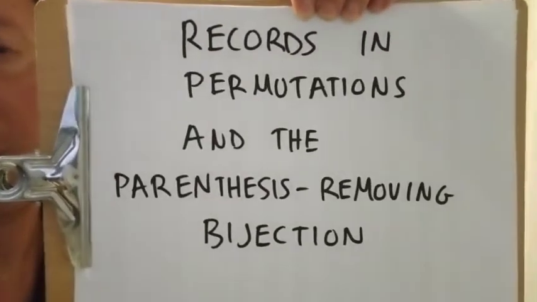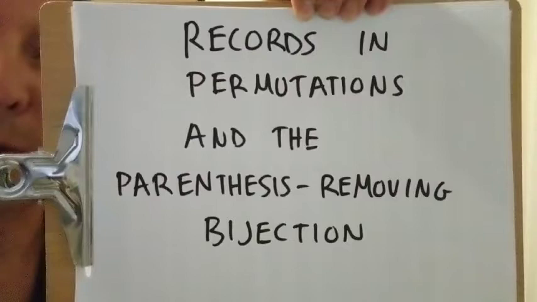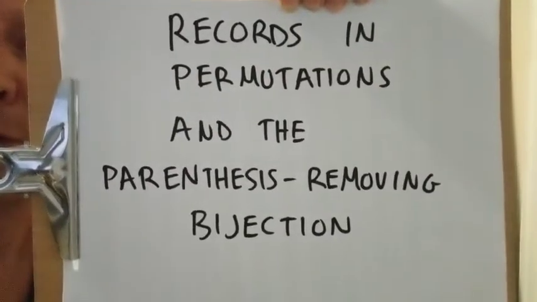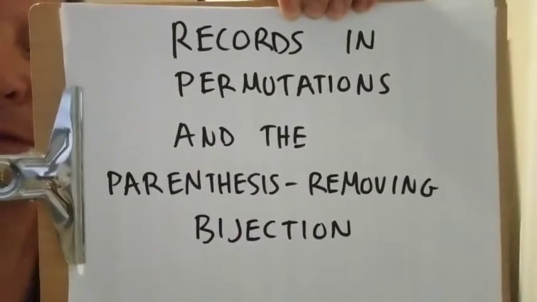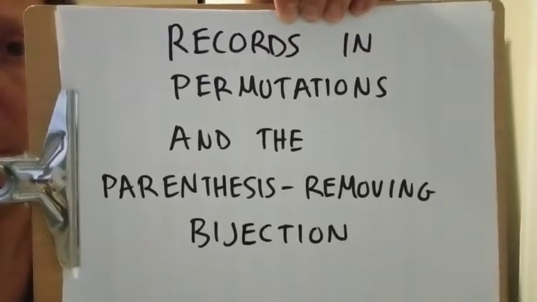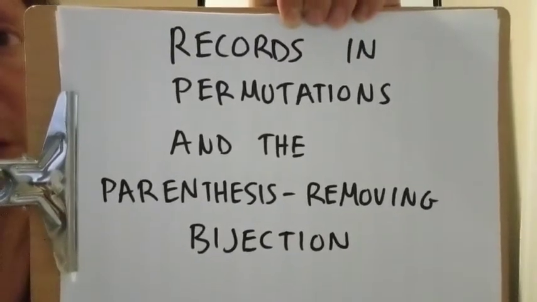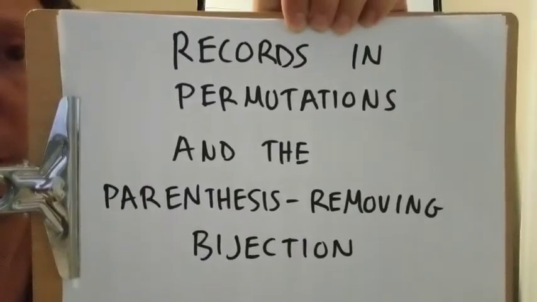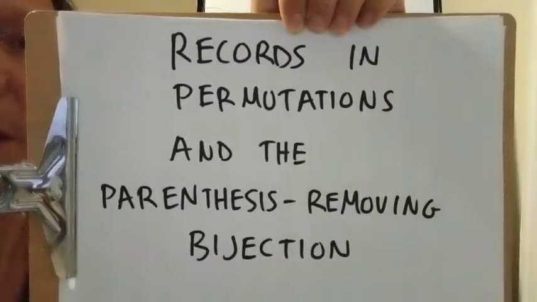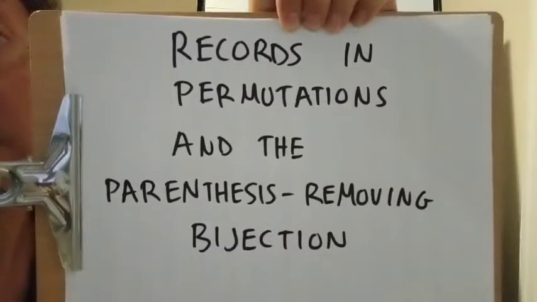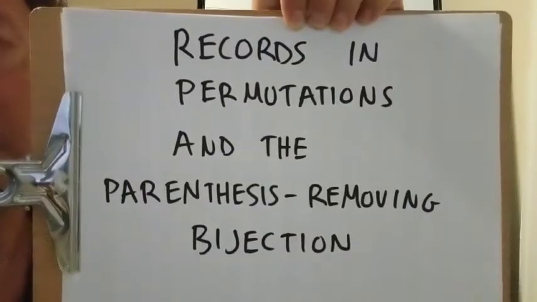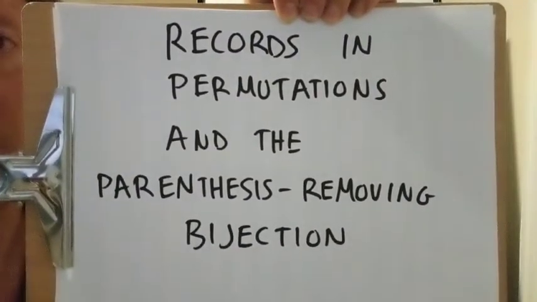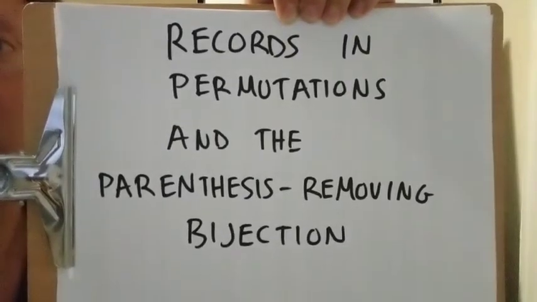So far we've counted a lot of aspects of permutations. We've counted inversions, we've counted descents, we've counted number of cycles, and something else we can count is called a record. A record is the greatest letter you've seen so far if you read the word from left to right. Records are closely related to cycles, and we can see the relation with a bijection called the parenthesis-removing bijection.